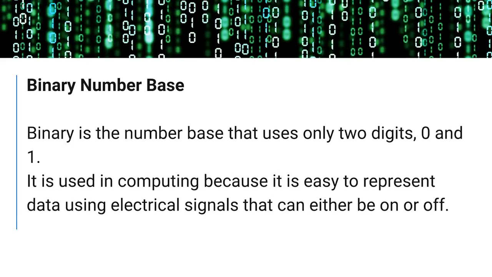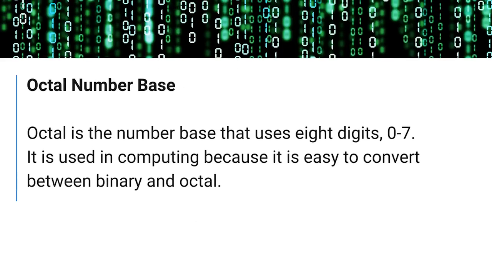Binary number base. Binary is the number base that uses only two digits, 0 and 1. It is used in computing because it is easy to represent data using electrical signals that can either be on or off. Octal number base. Octal is the number base that uses 8 digits, 0 to 7. It is used in computing because it is easy to convert between binary and octal.